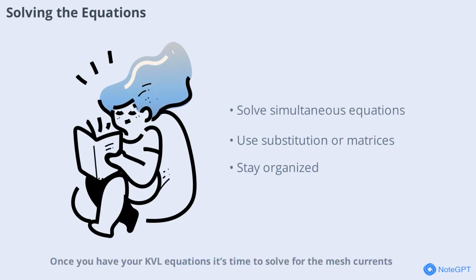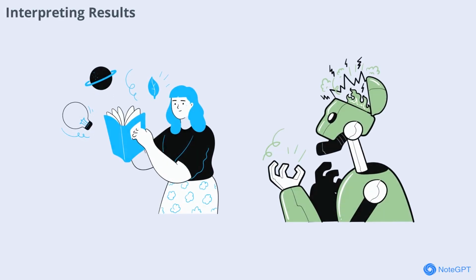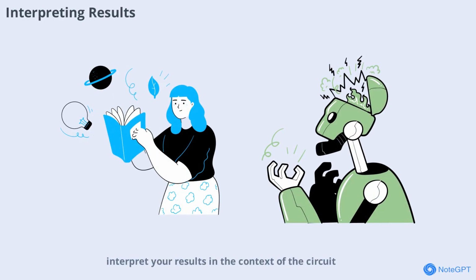Once you have your KVL equations, it's time to solve for the mesh currents. This usually involves simultaneous equations, which you can solve by substitution, elimination, or using matrices. For small circuits, manual calculation works fine. For larger circuits, you might use a calculator or computer software. The key is to stay organized and check your work as you go. After solving for the mesh currents, interpret your results in the context of the circuit.